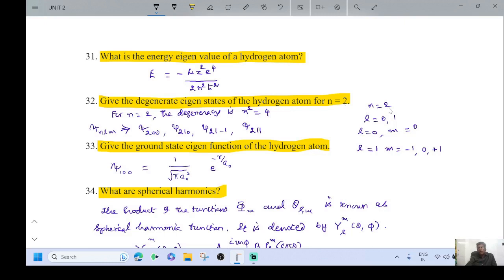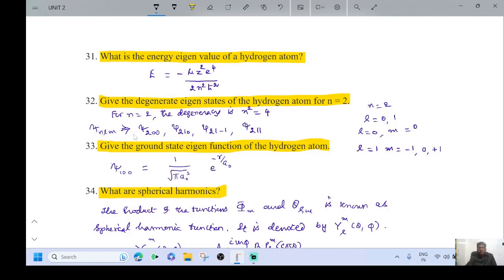For n is equal to 2, the possible orbital angular momentum quantum numbers are 0 and 1. For L equal to 0, the value of m is equal to 0. For L is equal to 1, the possible m values are minus 1, 0, plus 1, because m can have minus L to plus L values. Then psi n l m is the eigenstate.